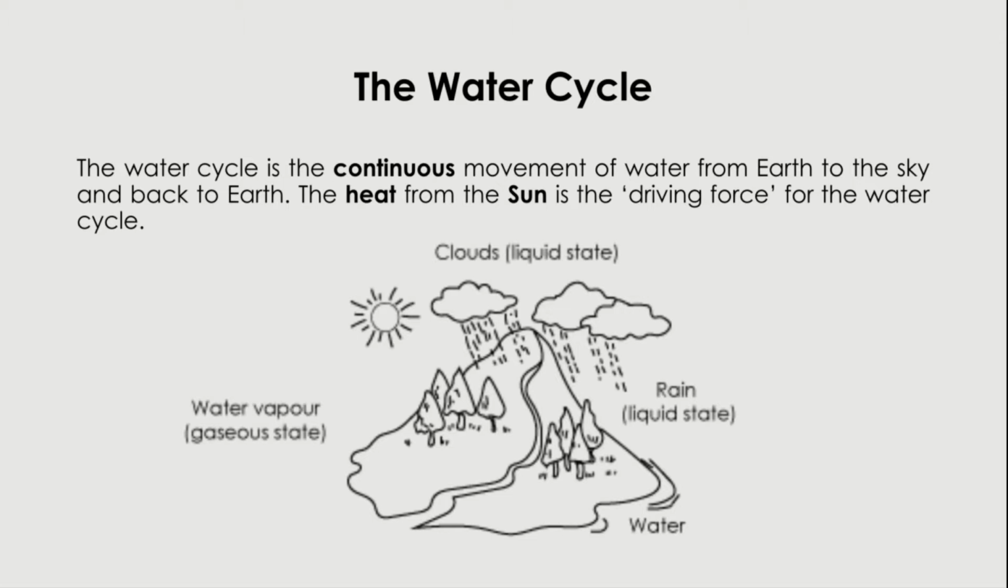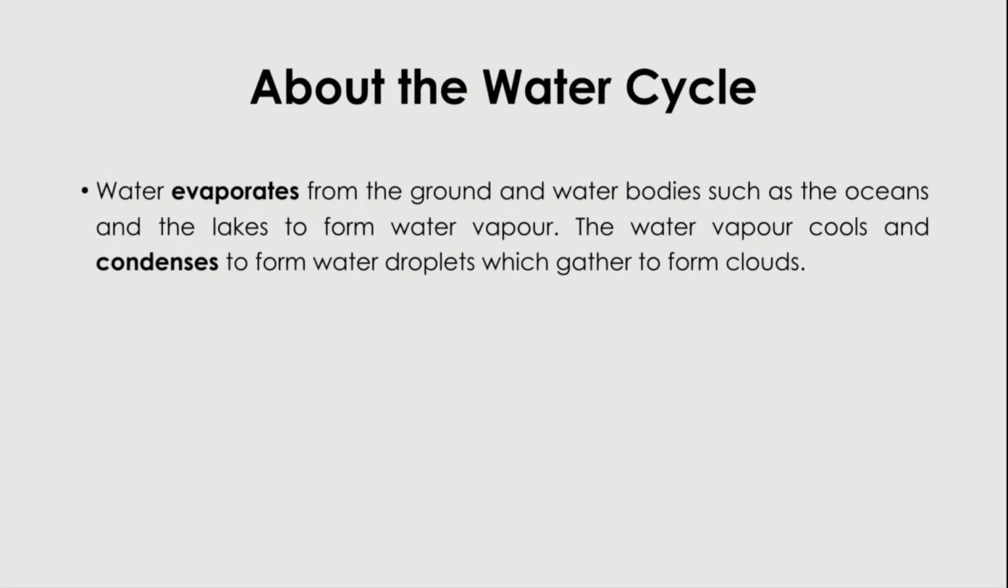The water cycle is the continuous movement of water from Earth to the sky and back to Earth. So, it's the movement of water from Earth to sky, back to Earth, which is why we call it the water cycle. The heat from the sun is the main driving force for the water cycle, and you'll see why. So, water evaporates from the ground and water bodies such as oceans and lakes to form water vapor. So again, you need the heat from the sun for this to happen, right?